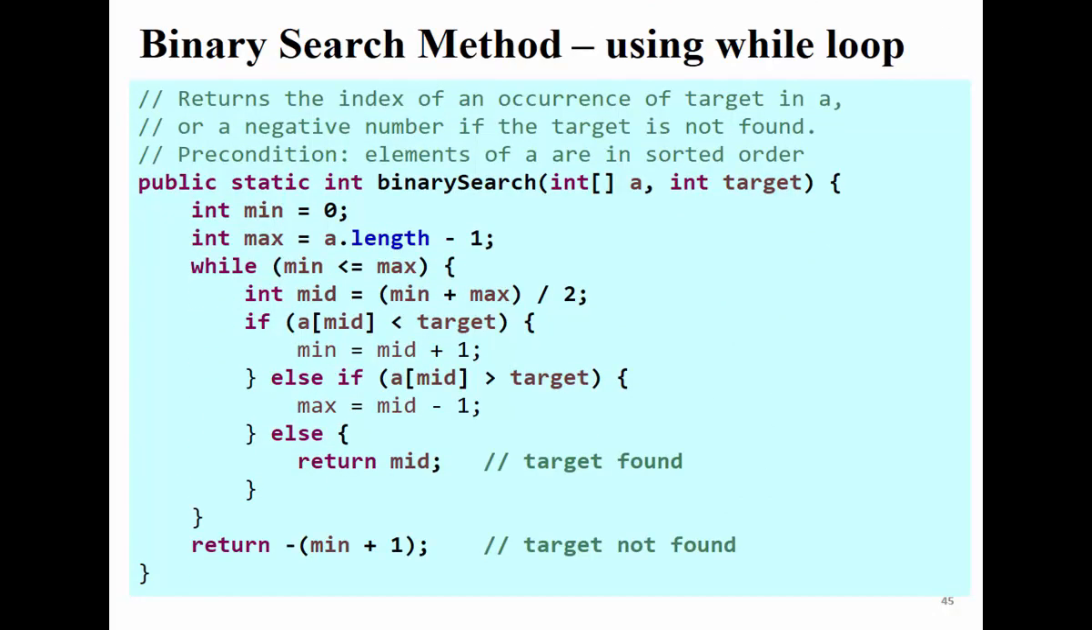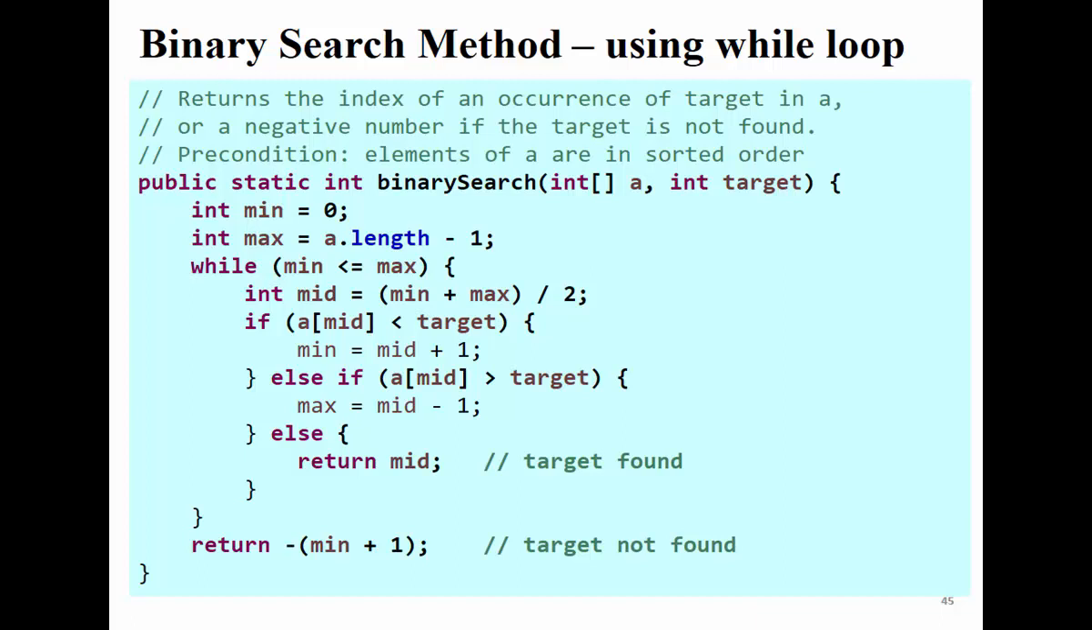This is the binary search implemented iteratively using a while loop. You can see here we have received the input array and the target. We start by putting the indices, index for minimum and index for the maximum. The index for the minimum is 0, which points to the first element of the array, and the index of the maximum is pointing to the last element of the array.